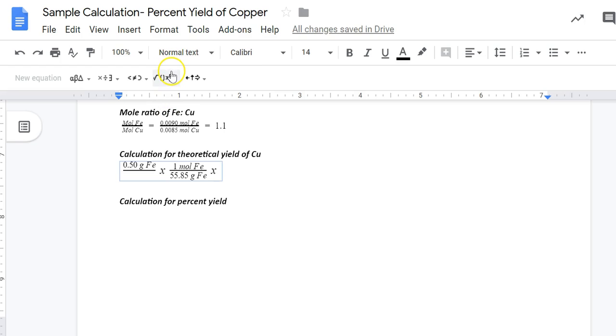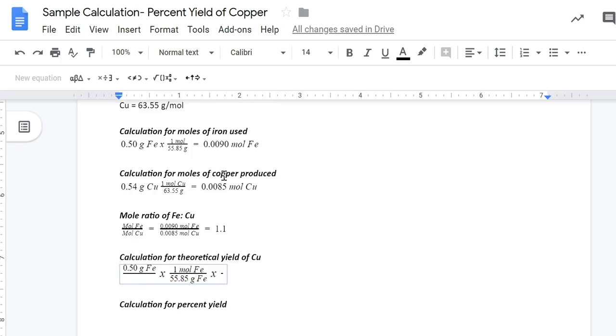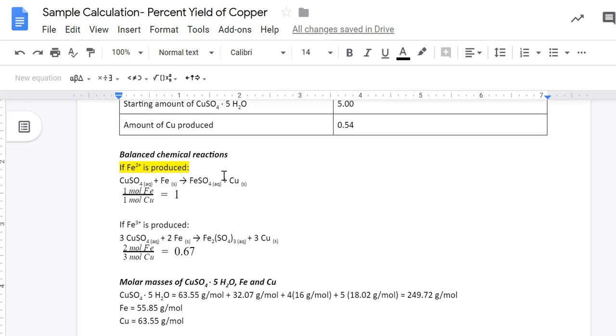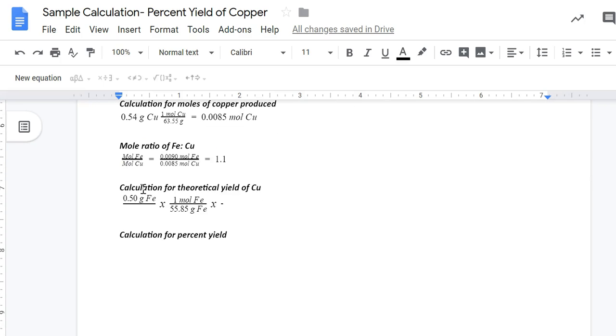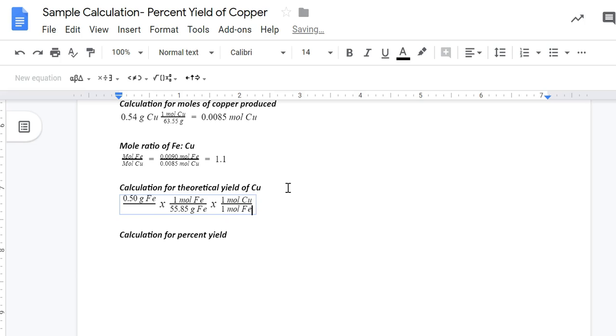Next, I'm starting with iron, but I'm solving for copper. So my next step is going to be the mole ratio. And since we figured out that iron 2+ was formed, this is the balanced equation that I'm going to use. It is a 1-to-1 mole ratio. And lastly, if we want theoretical yield, we want to multiply by molar mass to get to grams.